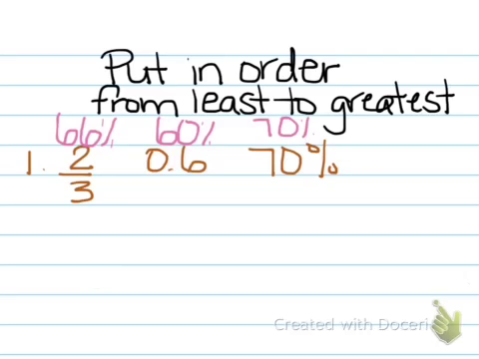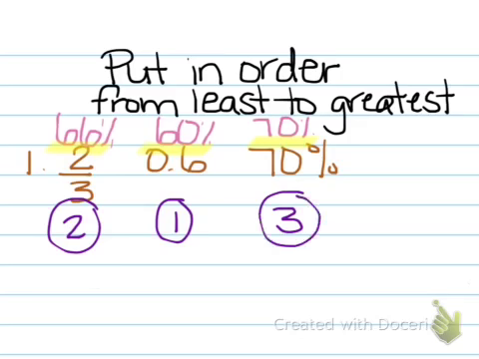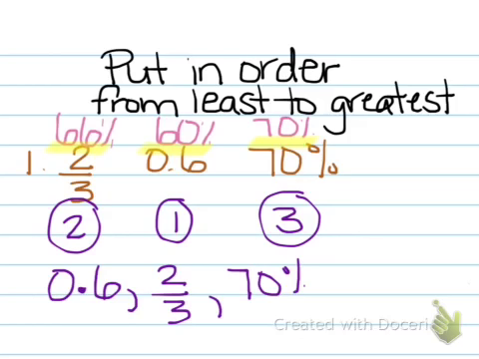Okay, so I just need a little bit more room to write with. So now that I know that this is 66%, 60%, and 70%, I can put them in order from least to greatest. So we're going to have, this is the least, so this is going to be my number 1, 66% will be number 2, and 70% will be number 3. So when I give my answer, and you have to remember, when you give your answer, go back to the original format. So I'm going to make this 0.6, then 2/3, then 70%.